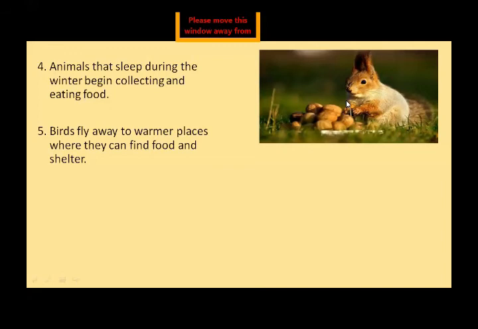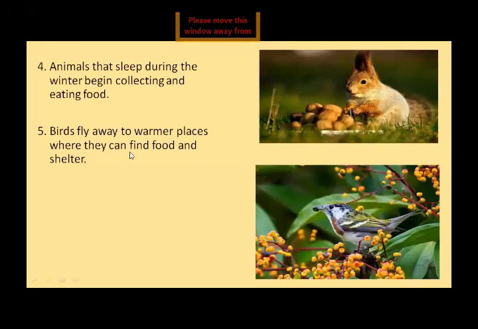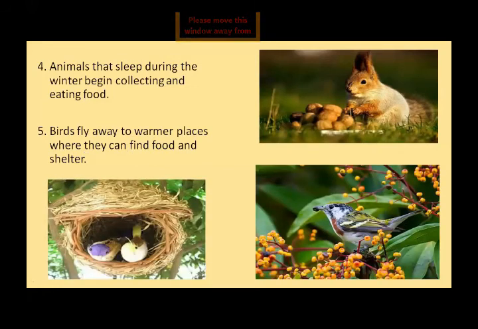Number five is birds fly away to warmer places where they can find food and shelter. Because in this season, autumn, animals and birds prepare for the next season. Next season is a very cold season, winter season. So birds also know that the cold days are coming soon. So birds fly away to the warmer places.